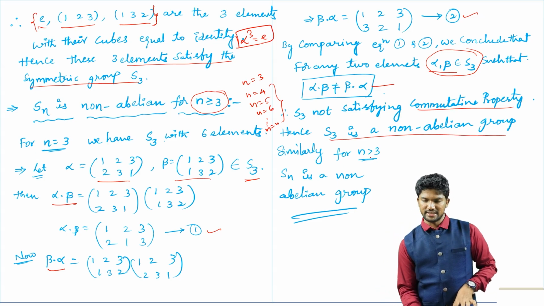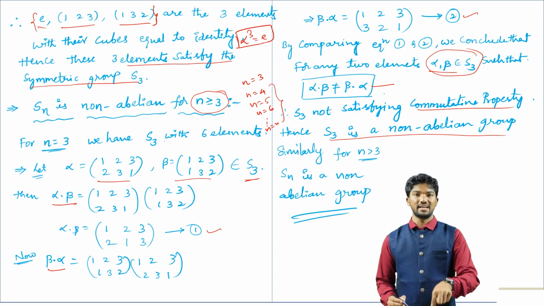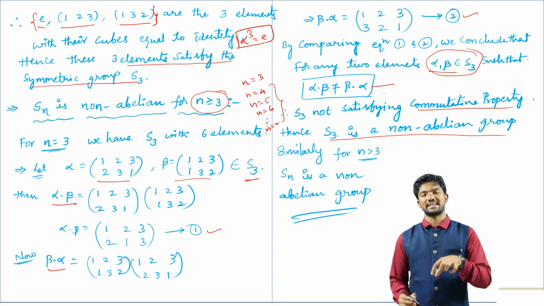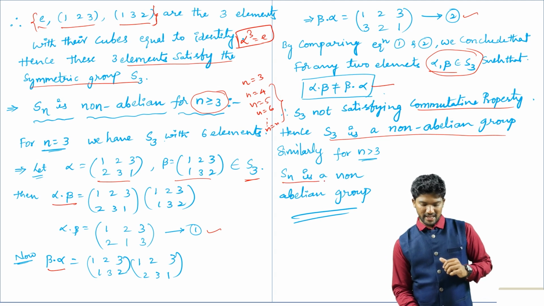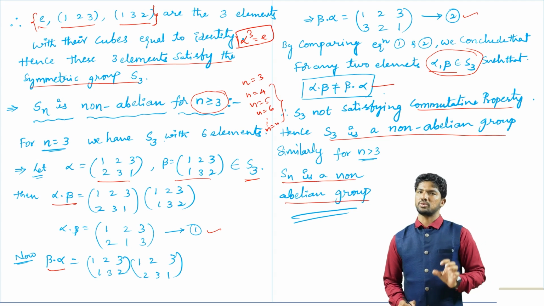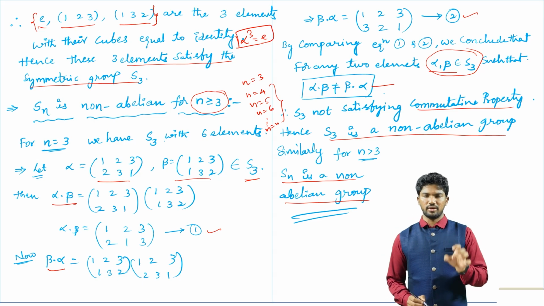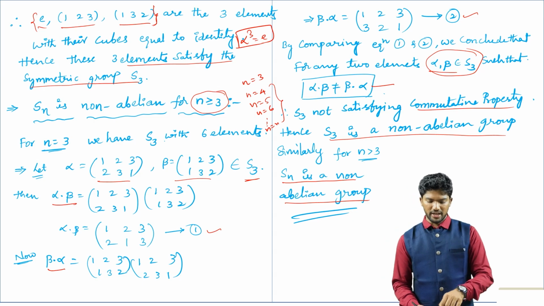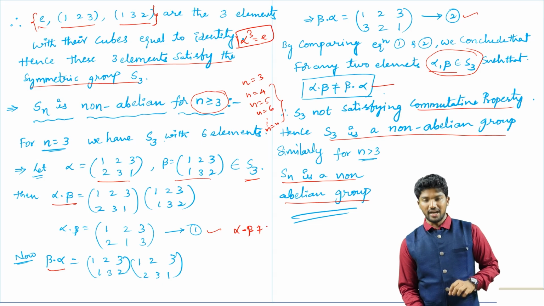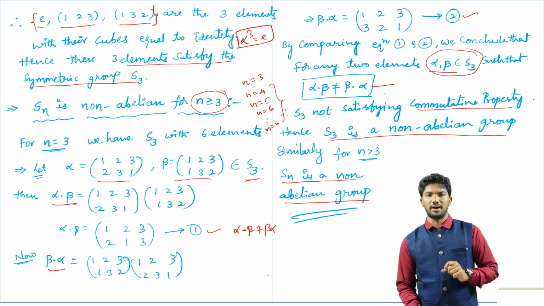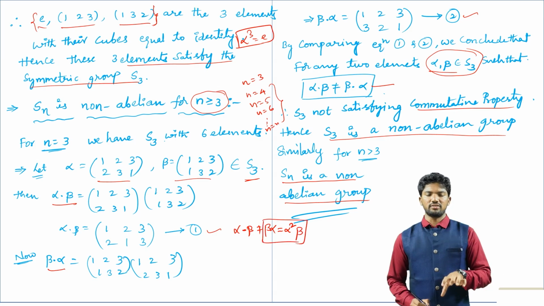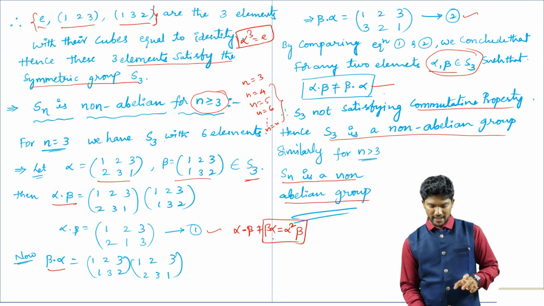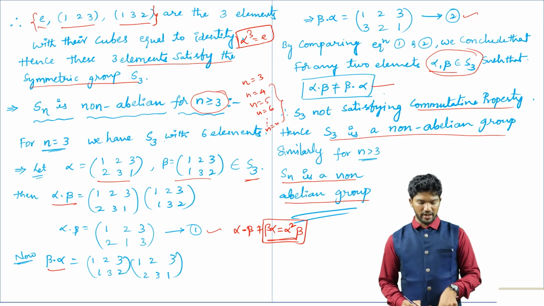Similarly, we proved n equal to 3, and for n greater than 3, meaning n equal to 4, 5, 6 and so on up to n, you can say that S suffix n is a non-abelian group with respect to composition, that is, multiplication. Here you can observe that alpha into beta is not equal to beta into alpha, but beta into alpha is equal to alpha square into beta. This condition we can use in the problems. Wherever you have beta into alpha, we can write alpha square into beta.